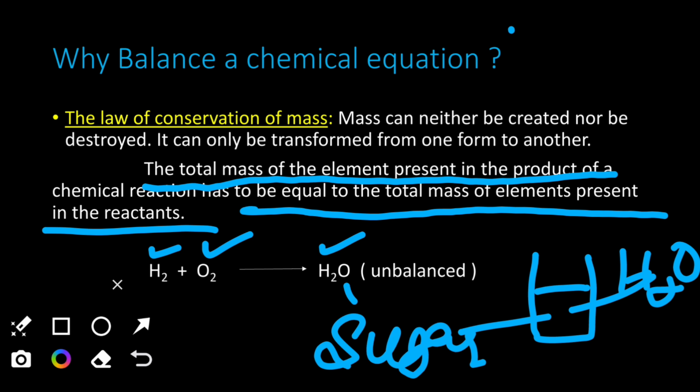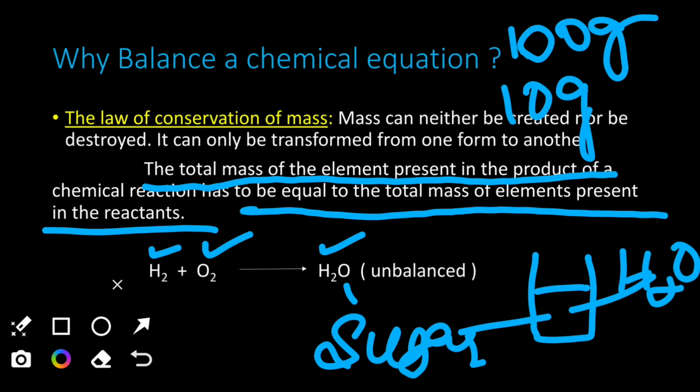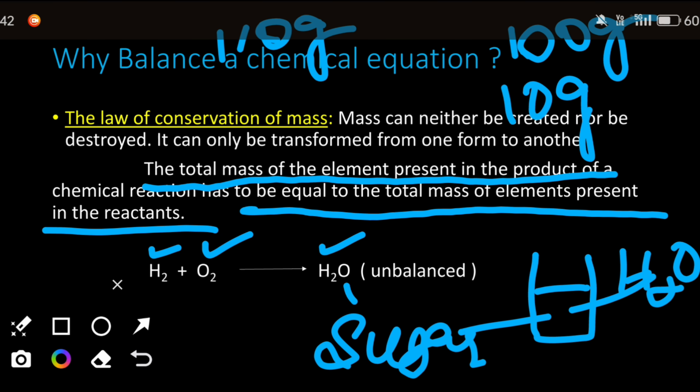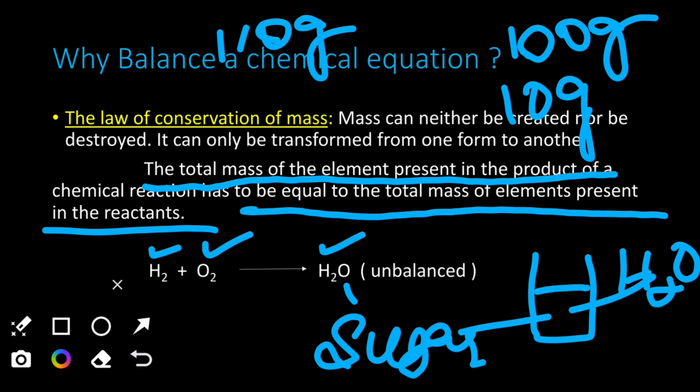Take water, say about 100 grams, and sugar some 10 grams. When you dissolve that sugar in water, what do you see? The sugar solution is formed. And when you weigh that sugar solution, you should get 110 grams of sugar solution, because mass can neither be created nor be destroyed.